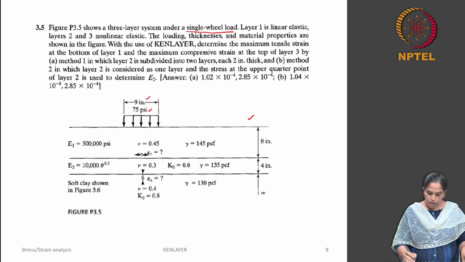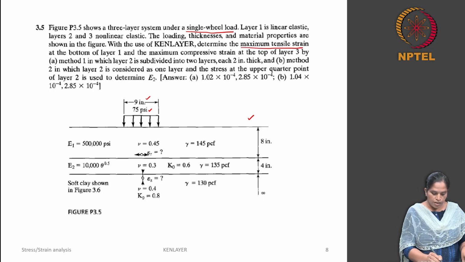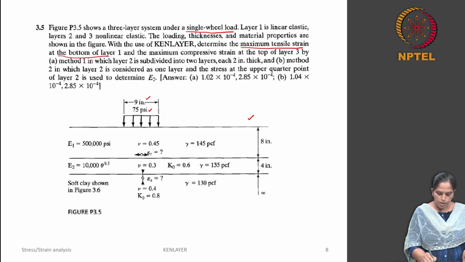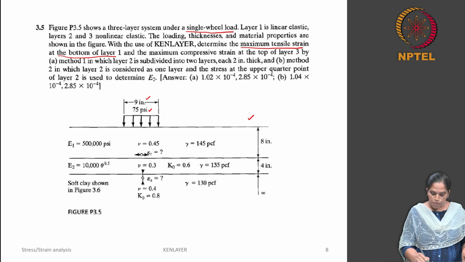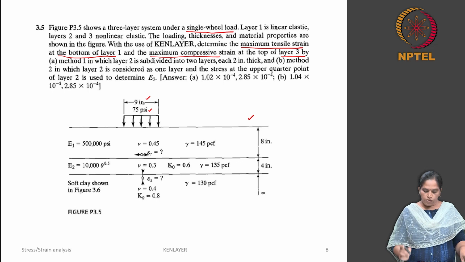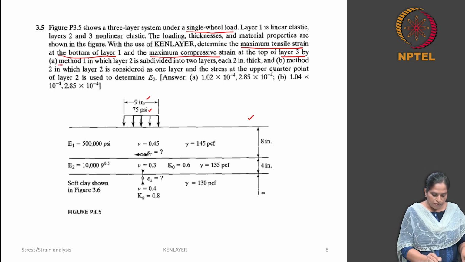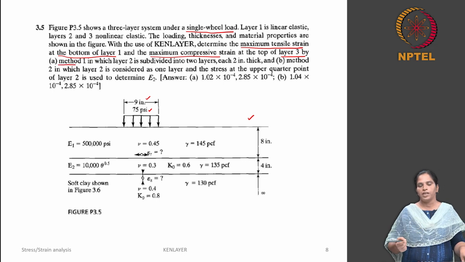Now we need to determine the maximum tensile strain at the bottom of layer 1, the HMA layer, and the maximum compressive strain at the top of layer 3, that is the subgrade layer. We will use the approach here which is method 1. Method 1 is dividing the base course into multiple layers and determining stresses and strain at critical locations.